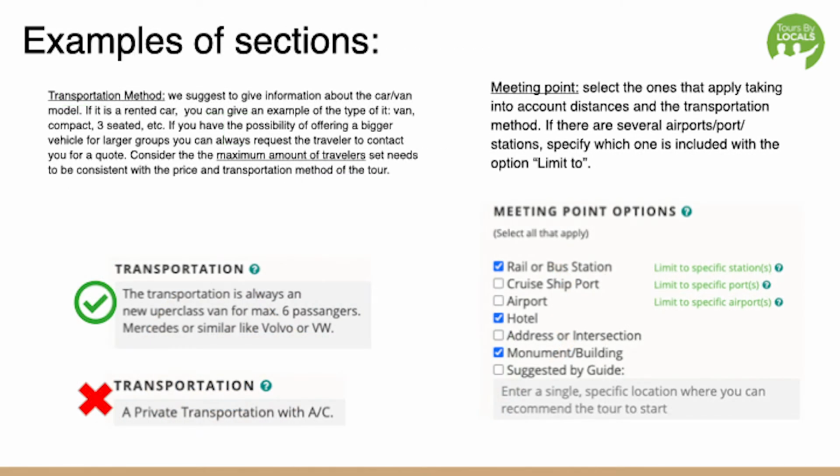Transportation method. We suggest giving information about the car or van model. If it's a rented car, you can give an example of the type of it: van, compact, 3-seated, etc. If you have the possibility of offering a bigger vehicle for larger groups, you can always request the traveler to contact you for a quote.